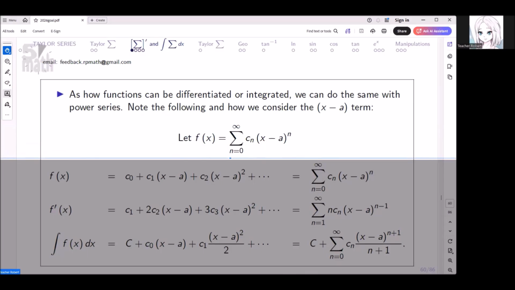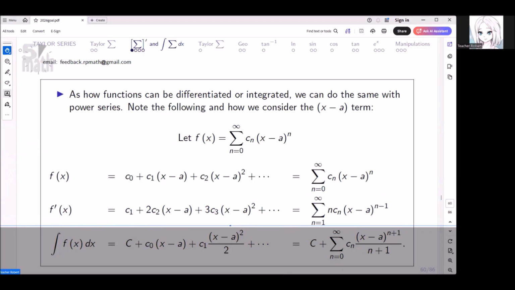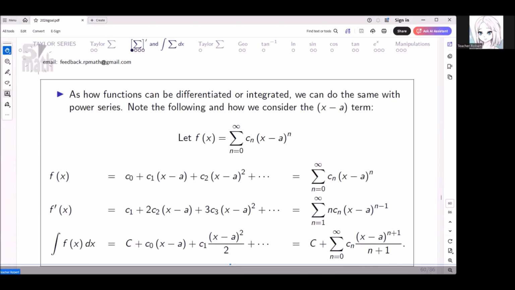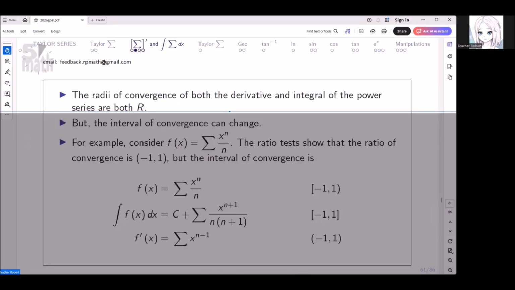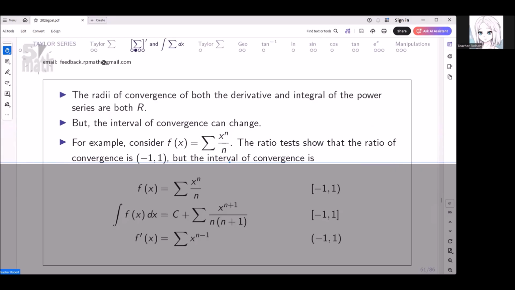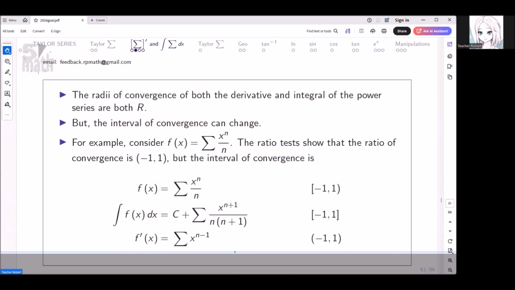Let f of x equal this, f of x, f prime of x, integral f of x dx. The radii of convergence of both the derivative and integral of the power series are both r. But the interval of convergence can change. For example, consider f of x equals this. The ratio test shows that the radius of convergence is this, but the interval of convergence is this, this, and this.